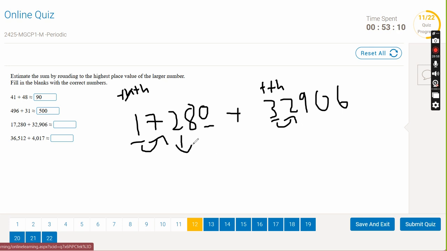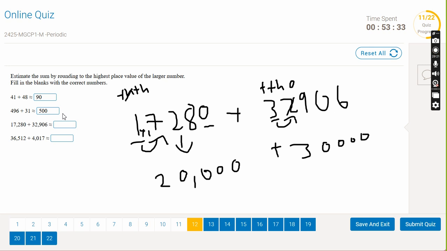You can see in this one, it's 2. It will be plus 1, you'll be adding because it's 5 or more than 5. So 2, 0, 0, 0, 0. And for the next one, it's 3, and this will become 0 because it's 4 or less than 4. So we'll be rounding downwards. So 3, 0, 0, 0, 0. So 20,000 plus 30,000, we know that becomes 50,000. The next one is the last one.